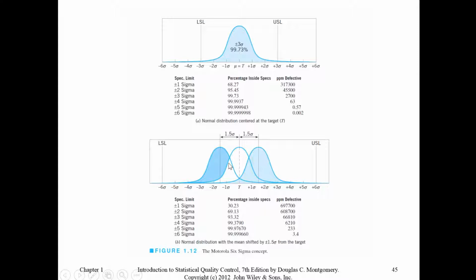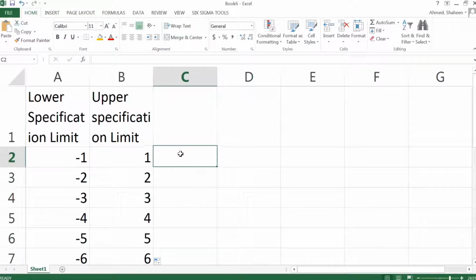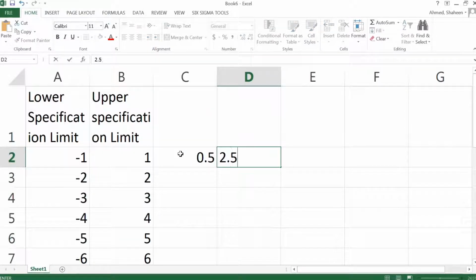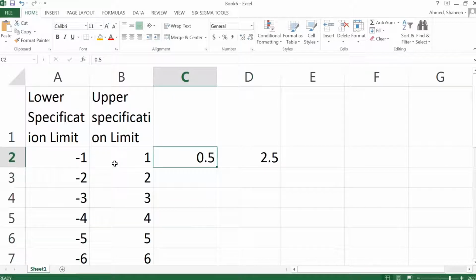Now Excel does not know that your distribution has shifted to the left. You will have to show that. Now if you look, this is a 1.5 shift, and if this is 1, then this will be 0.5 with respect to the new distribution, and then this -1 plus 1 is a total of 2, and then 0.5. So this point will be 2.5 under that new curve. So the new values for this will be 0.5, and this one will be 2.5. The 0.5 corresponds to specification limit -1, and 2.5 corresponds to spec limit 1.